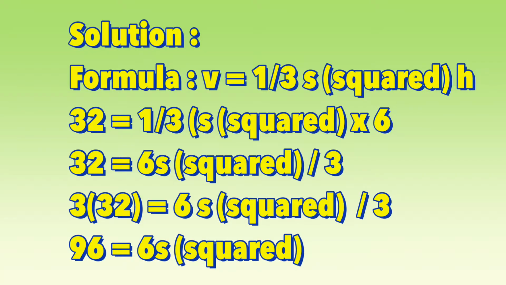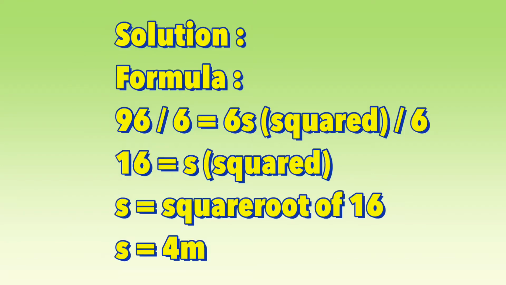And now, since on the right side of the equation we have a denominator of 3, we have to multiply both sides by 3. So that's why the result, 3 times 32 equals 96, and the denominator 3 and 3 are cancelled, so we have the remaining 6s squared. Then after that, we're going to eliminate the numerical coefficient of s squared, which is 6. So we're going to divide both sides by 6.